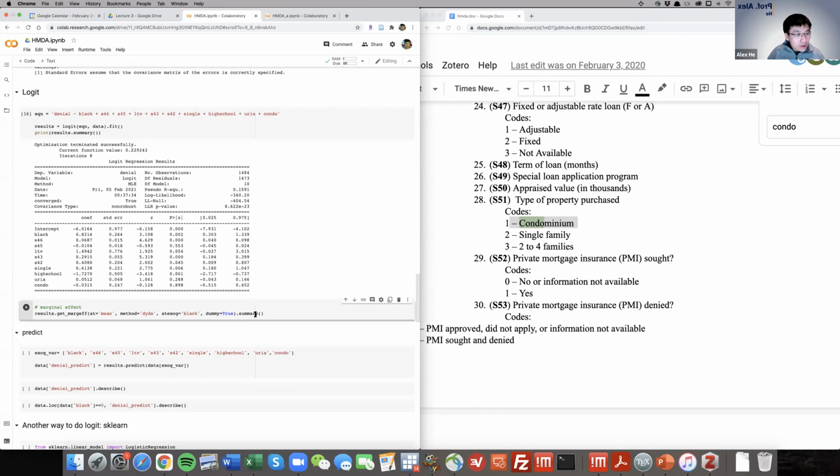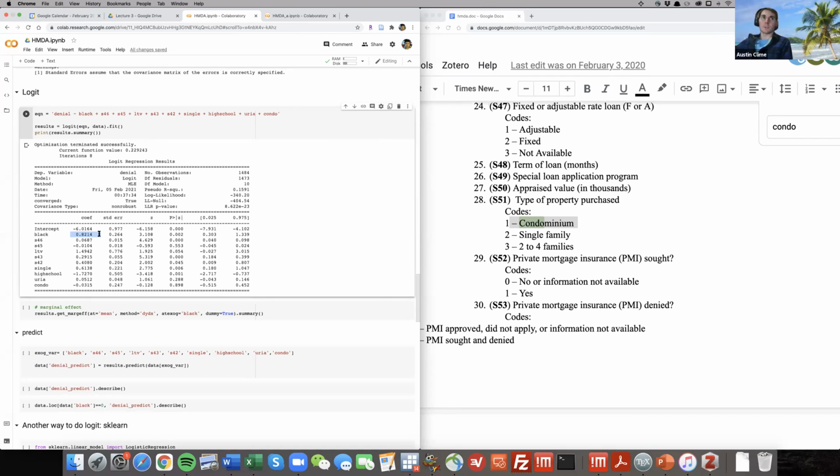Okay. So now, if you look at the coefficient, it is 0.82. Okay. And what does that mean?